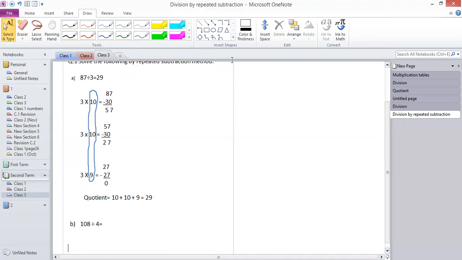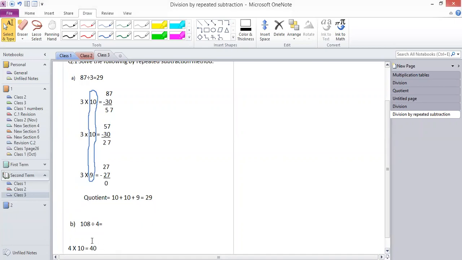I will multiply 4 by 10. So 4 multiplied by 10 equals, yes guys, 4 multiplied by 10 equals 40. Very good. 40.